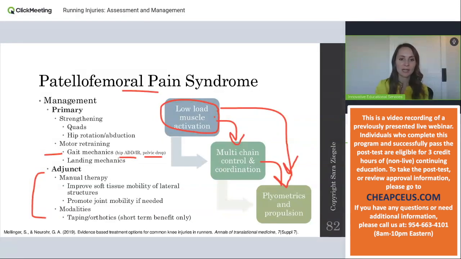Sometimes manual therapy is helpful, especially for the soft tissue mobility of the lateral structures. So really doing manual therapy through the lateral retinaculum can be really useful to try and make sure that that patella has the ability to glide into the femoral groove the way that we want it to. Modalities can sometimes be helpful, specifically taping. In the short term, taping might give a little bit of that proprioceptive cueing that we need in order to maintain some of that neutral alignment.